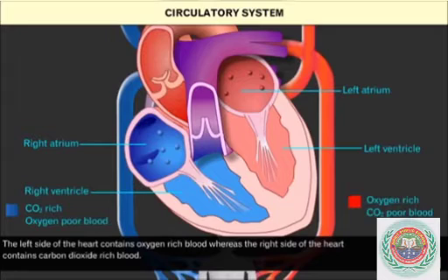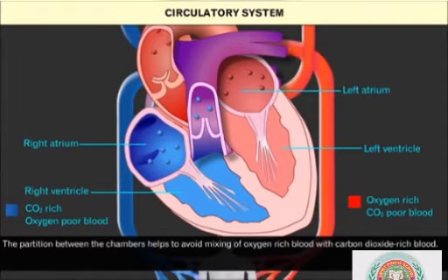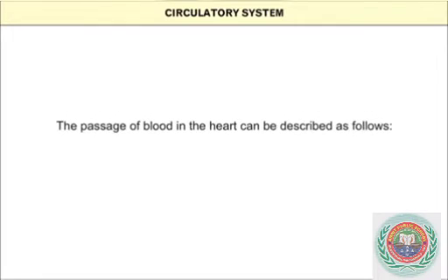The left side of the heart contains oxygen-rich blood, whereas the right side of the heart contains carbon dioxide-rich blood. The partition between the chambers helps to avoid mixing of oxygen-rich blood with carbon dioxide-rich blood. The passage of blood in the heart can be described as follows.